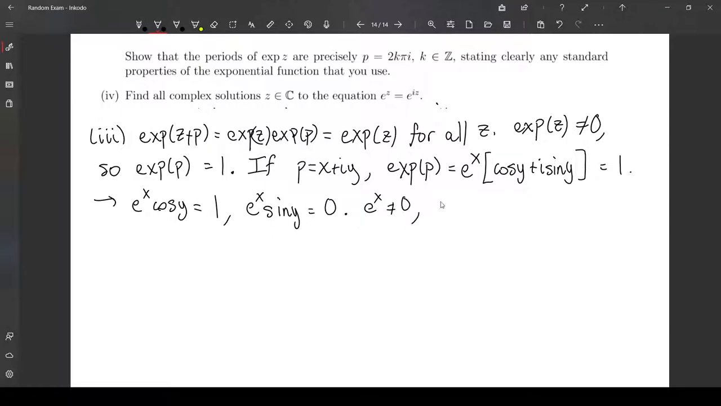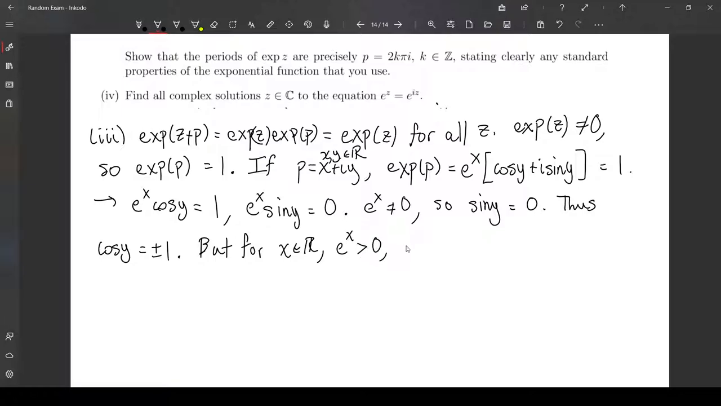Now e to the x is not equal to 0, so sine y is equal to 0. Thus, cosine y equals plus or minus 1. But since x and y are real numbers here, e to the x is greater than 0. So cosine of y equals 1. Thus, y is equal to 2k pi for k in Z.